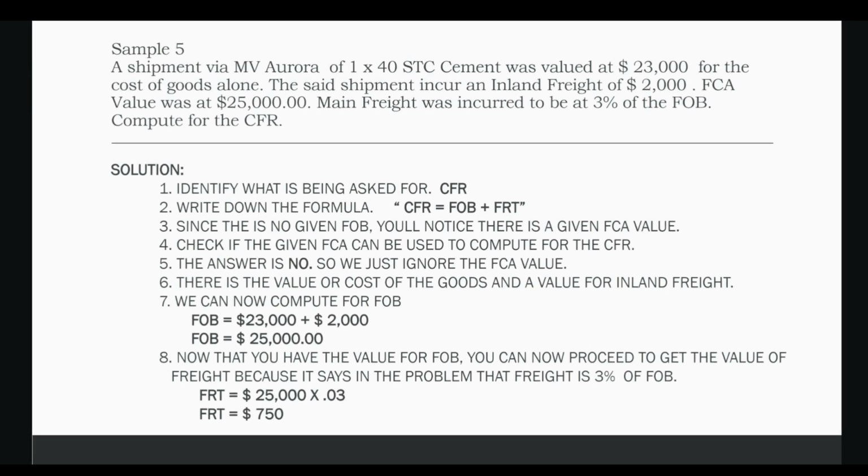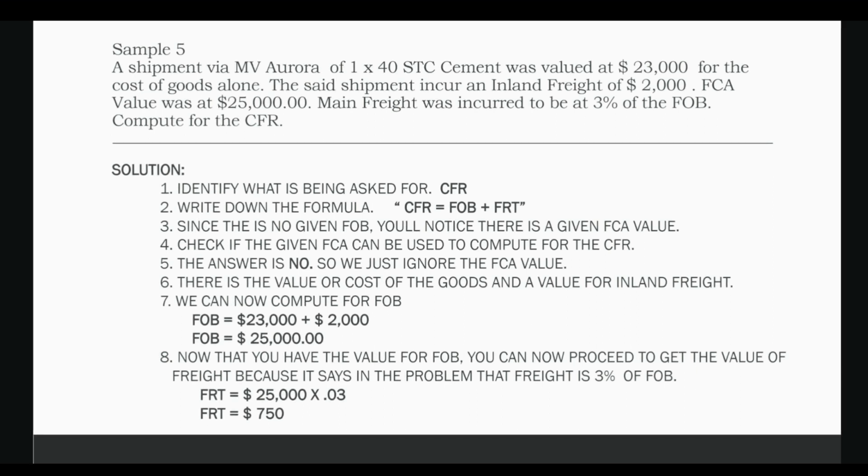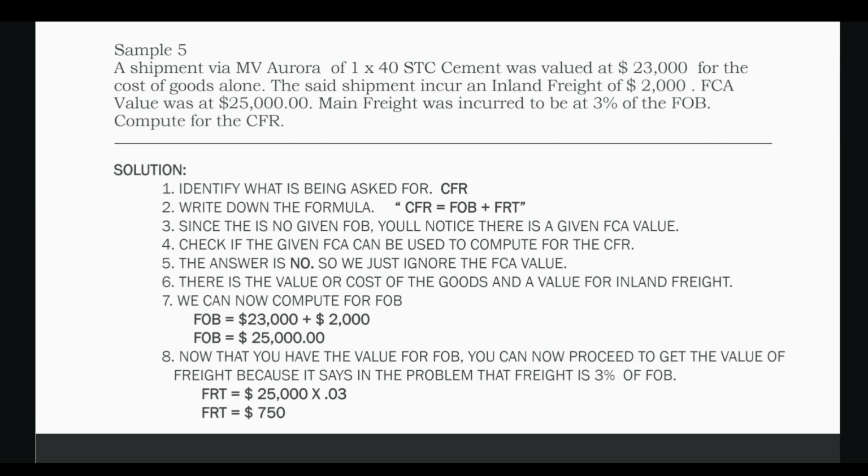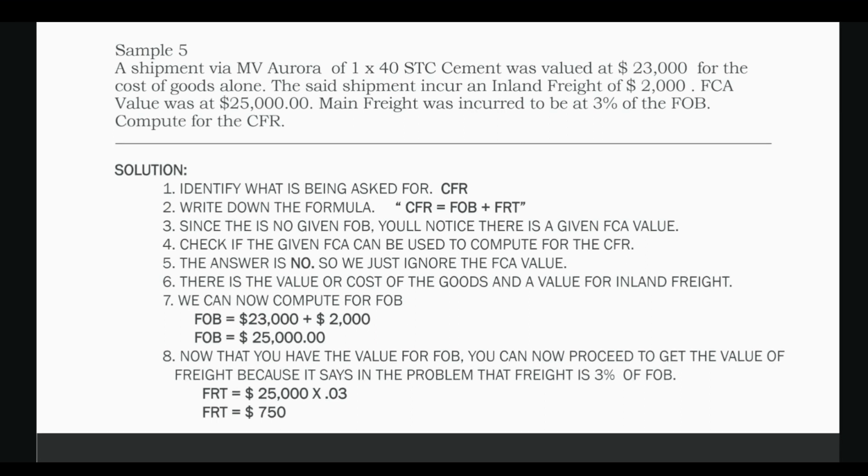In this problem, there is the cost of the goods and the value of the inland freight. With all those given, we can now compute for our FOB. FOB is equal to $23,000, which is the cost of the goods alone or the EXW, plus the other charges, which is 2,000 inland freight. You just need to add them all up and you'll get the value of your FOB, $25,000.